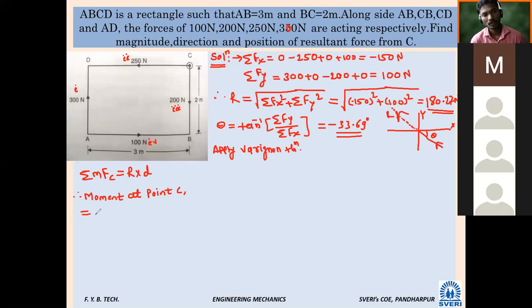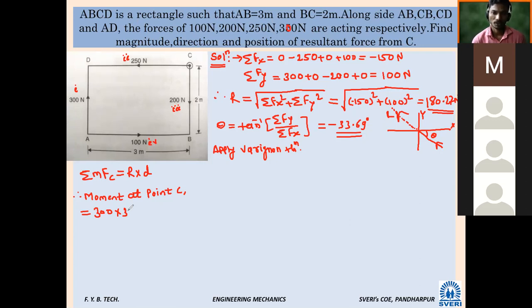What will be the moment? Magnitude of force into perpendicular distance. 300 into 3. Whether it will be clockwise or anti-clockwise? Clockwise. Whether it will be positive or negative then? Positive. Very good. So due to the first force, it becomes 300 into 3. Very good.